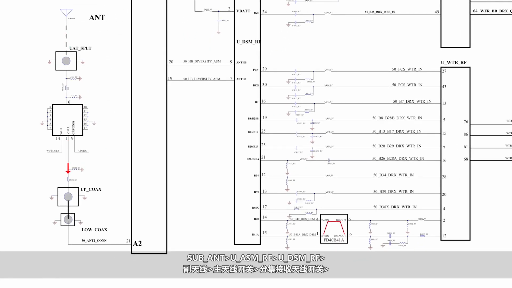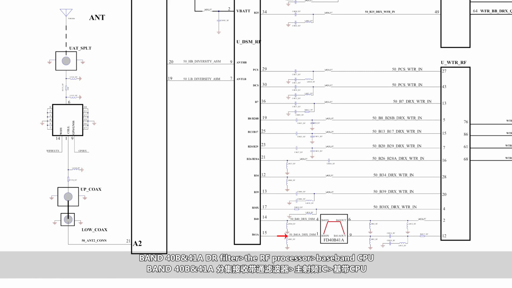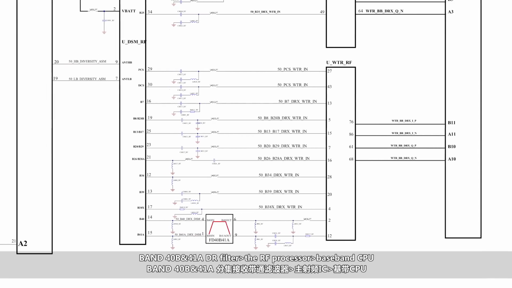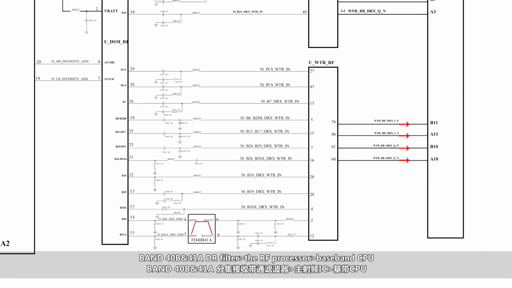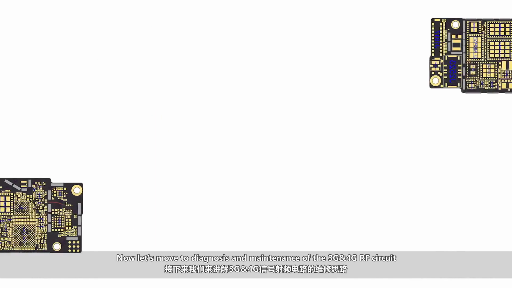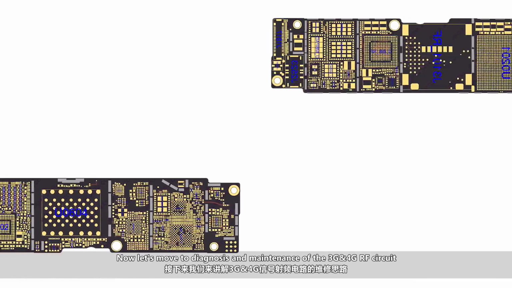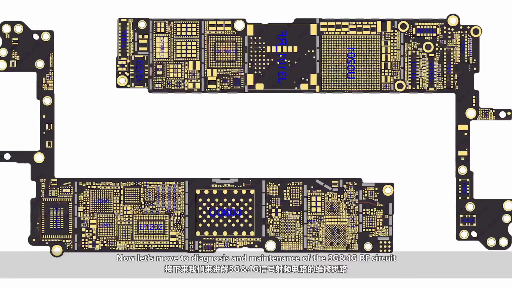Sub-antenna to UASN RF, to UDSN RF, to band 41B and 41A DR filter, to the RF processor, to baseband CPU. Now let's move to diagnose and maintenance of the 3G and 4G RF circuit.